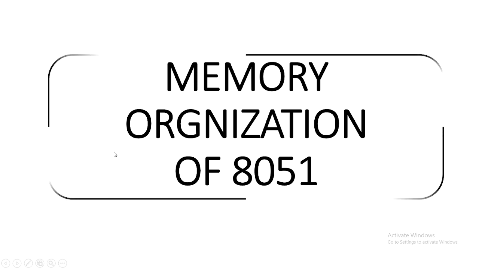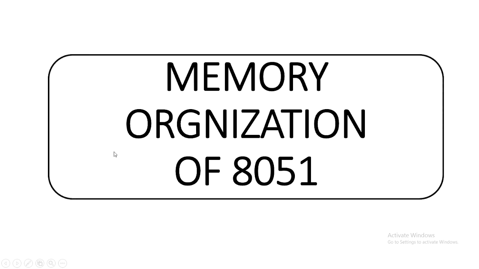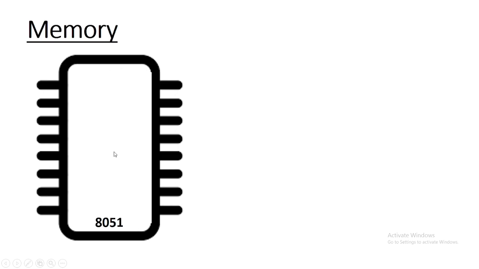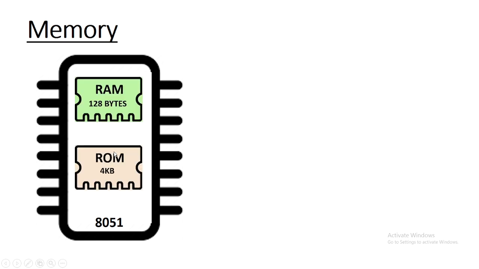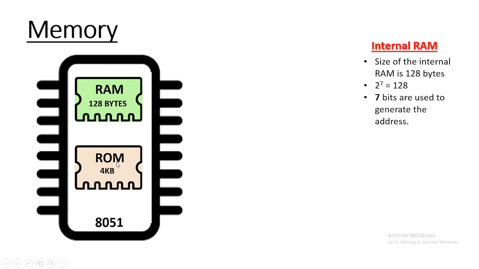Today's topic is memory organization of 8051. So 8051 has two types of memory: random access memory (RAM) and read-only memory (ROM). Both memories are on-chip memory. The size of the RAM is 128 bytes and the size of the ROM is 4 KB.